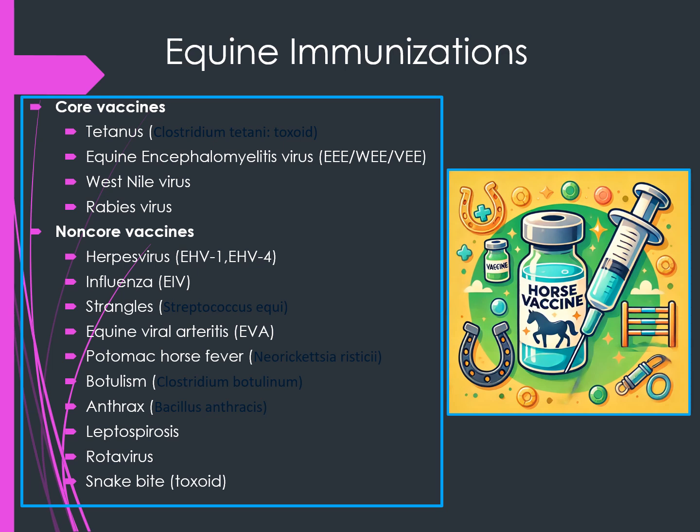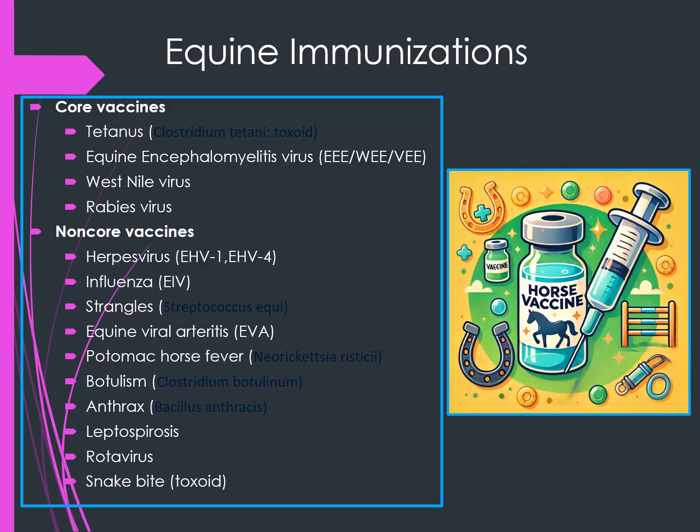And let's review some horse vaccinations. So for core vaccinations, we have tetanus, which is caused by Clostridium tetani. And remember that that bacteria secretes or produces a toxin that enters the blood that causes those lockjaw and seizure symptoms. So this vaccine is a toxoid vaccine. And then we have equine encephalomyelitis, and there are three forms: the Eastern, the Western, and the Venezuelan.